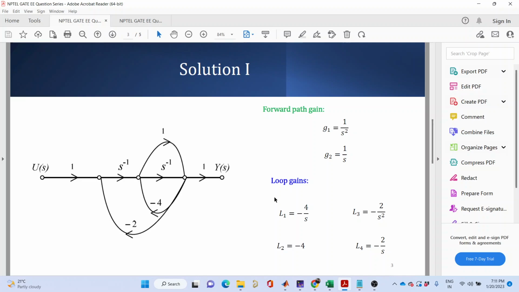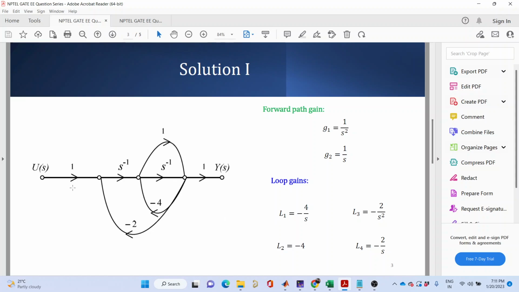Second loop, that is L2. I have said this is the second loop. You see 1 into minus 4. You see the loop that I am showing with the cursor? Yes, sir. Have you considered this loop? No, sir. Okay, so the correct option is actually A. That is why I was asking. Okay, so this is another loop. And the third loop is 1 by s into 1 into minus 2. This is the other loop. So minus of 2 by s is the other loop.